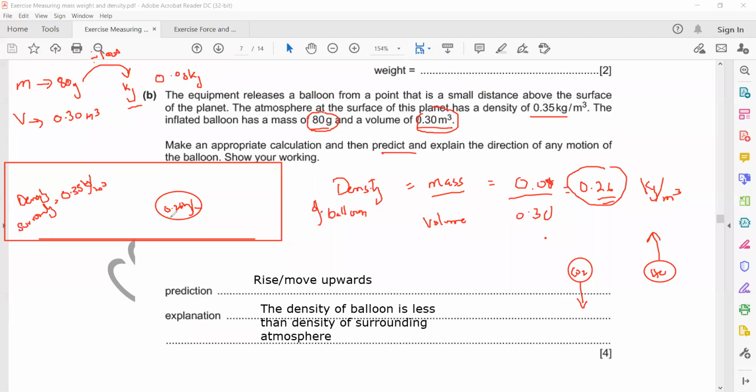So the density of the balloon is 0.26 kilogram per meter cube, whereas the density of the atmosphere is higher as compared to that of the balloon. So whenever an object's density is less than the surrounding density, what do we observe? We observe that the object will rise. Is it clear, Hatim?